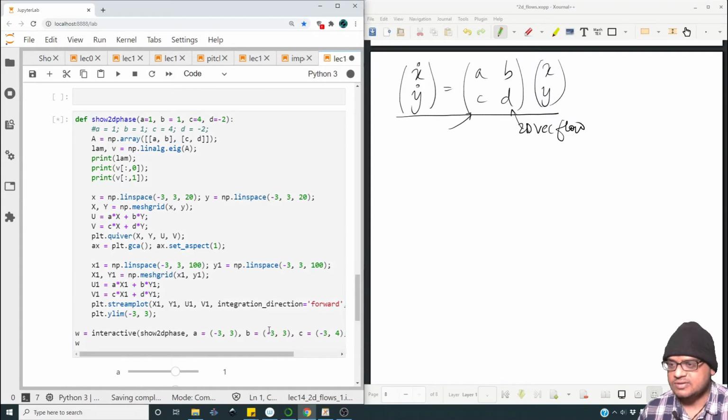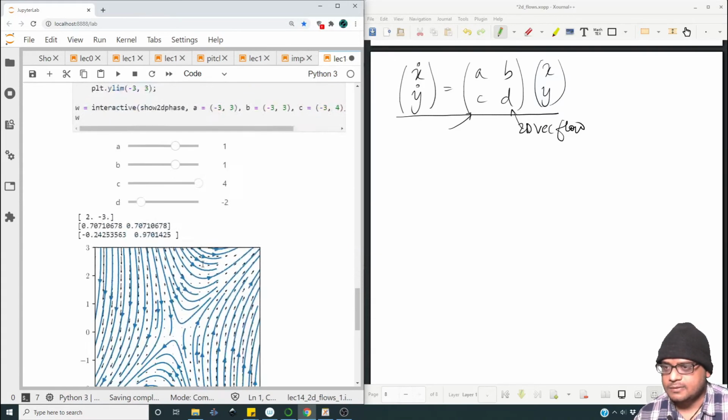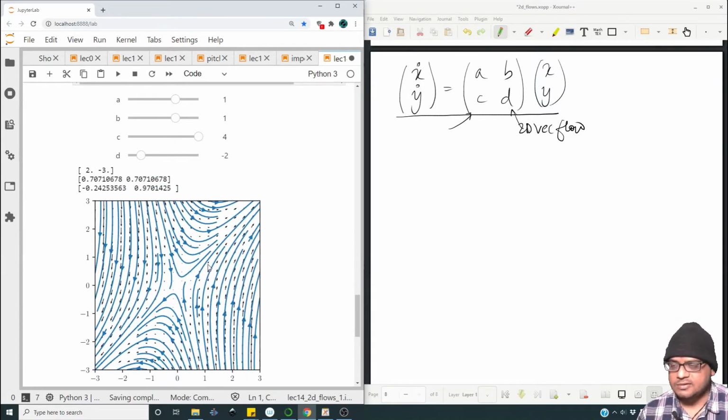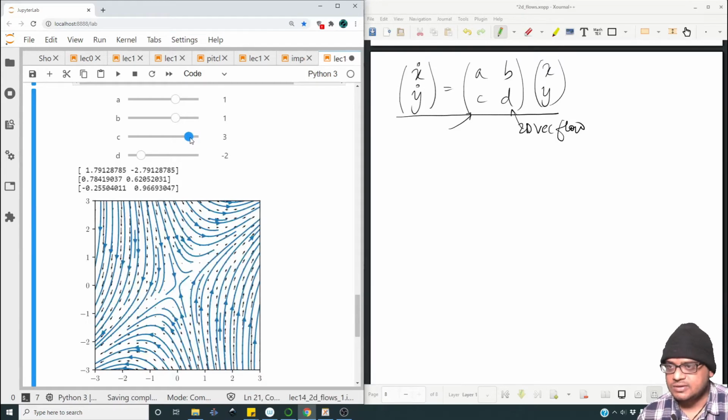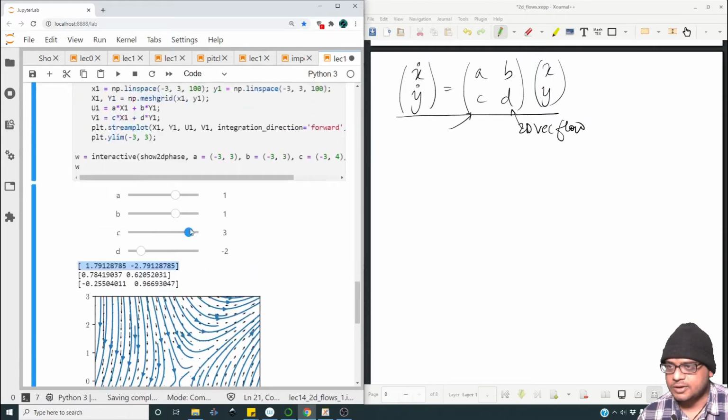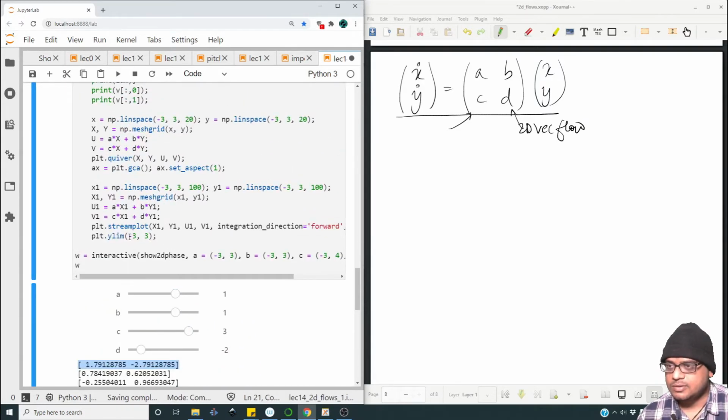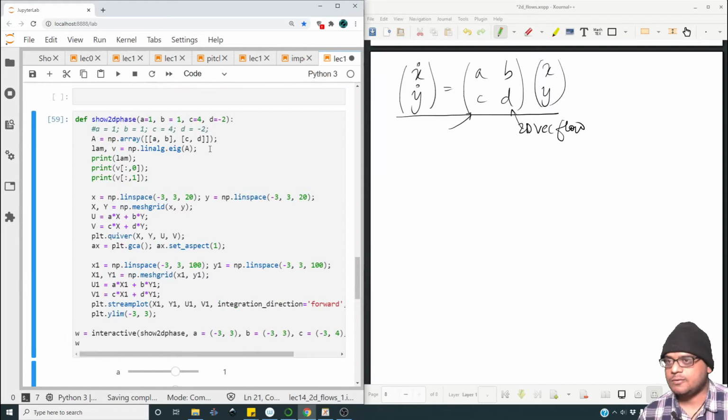So let me run this cell. This is the plot that we have, and just by looking at it we can see that there is one distinct eigen direction like this and another distinct eigen direction like this. Let us now change the parameters and see what happens. When c is changed, I've printed out the eigenvalues over here.